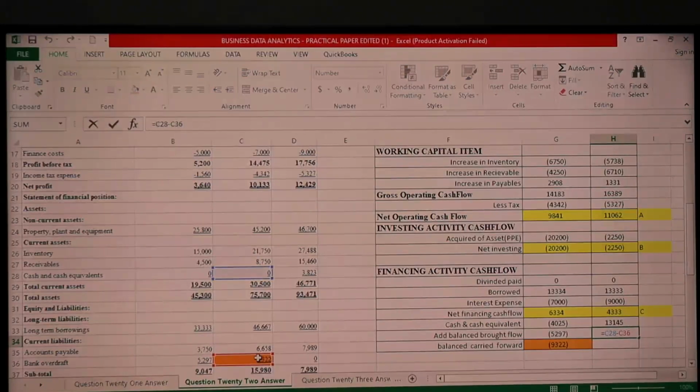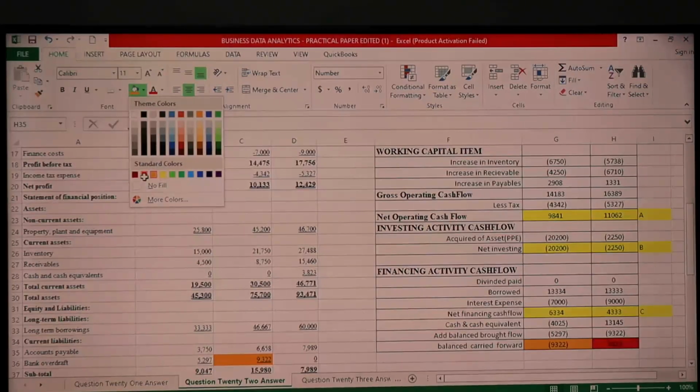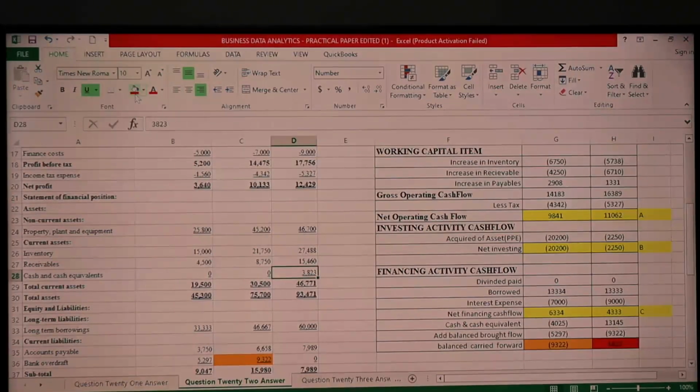Then we reduce the bank overdraft of this year, and you get the same figure there. Then finally, if you copy this one across, the amount that you get here is the amount that we have over here. So you can shade it with a different color. The amount we have here is the same amount that we have over here, because the bank has something now and we don't have any more overdraft. So the balances will have to balance with that amount.